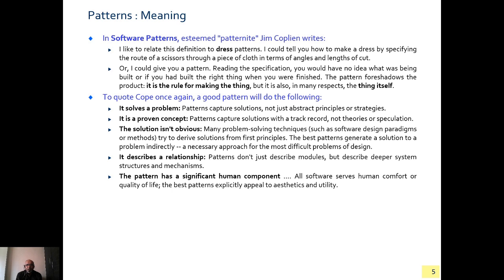I could tell you how to make a dress by specifying the route of scissors through a piece of cloth in terms of angles and lengths of cut. So what Coplien wanted to tell us is that one size doesn't fit all. One size doesn't fit all. Therefore, a piece of cloth which has no dimensions requires to be cut on the basis of what? On the basis of the principle of abstraction, that is keeping the needed one and discarding the rest.